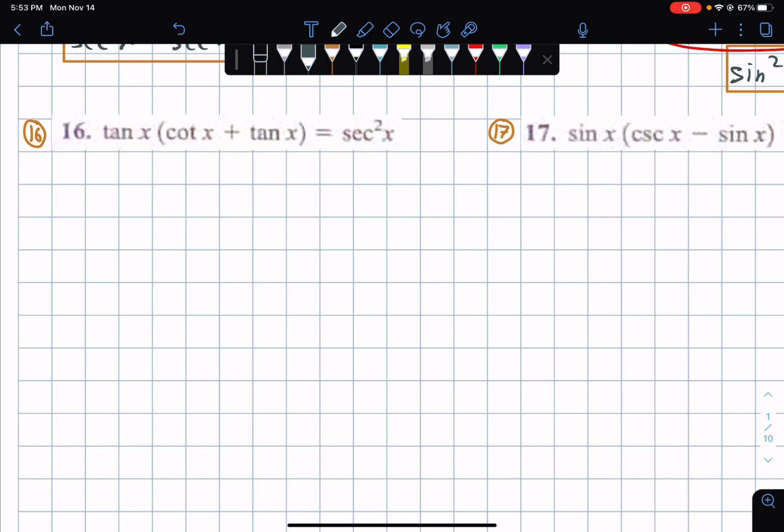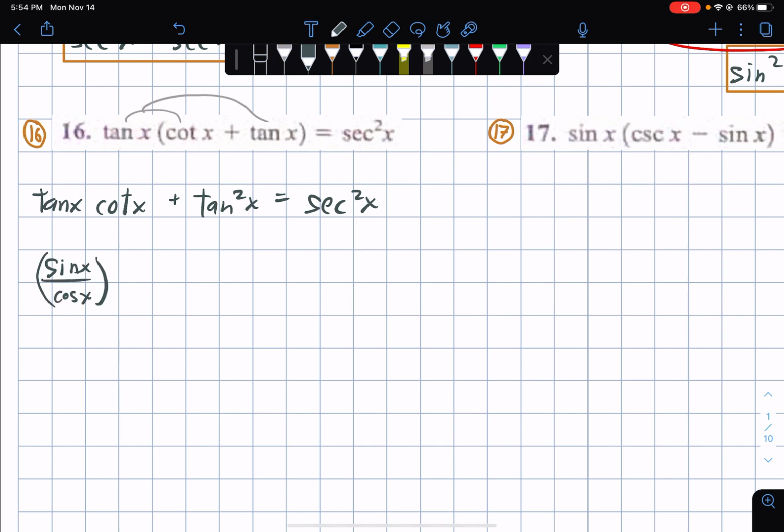For number 16, again, distribute. I think that's the best first step to do. So tan x cotangent x plus tan raised to 2x is equal to secant raised to 2x. Tangent could be written as sine x over cos x times cotangent. Cotangent is cos x over sine x. So they cancel each other. Just copy the rest. I won't write this anymore. So this is 1 plus tan raised to 2x.